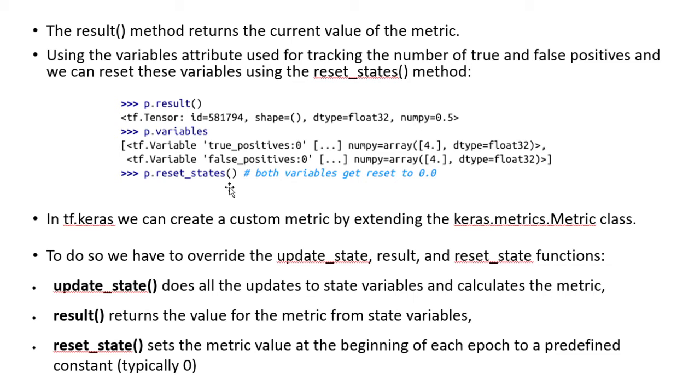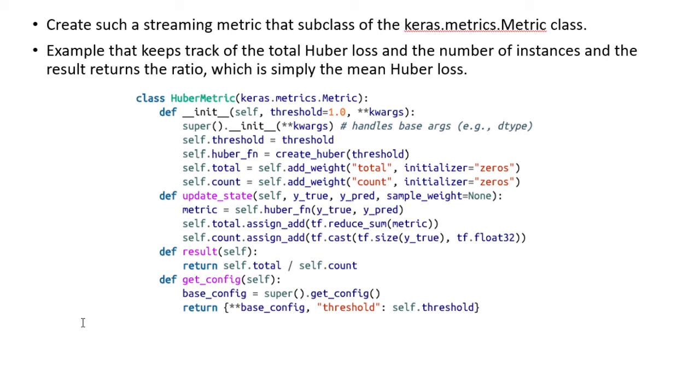Apart from these 3, we are also going to use the common method, that is the initialization method, where we initialize the variables, that is init. The update state method updates the values of the variables and calculates the metric, whereas the result is used to return the value of the metric. The reset state, as we already know, resets the values of the variables to 0. Now let's go through the code.